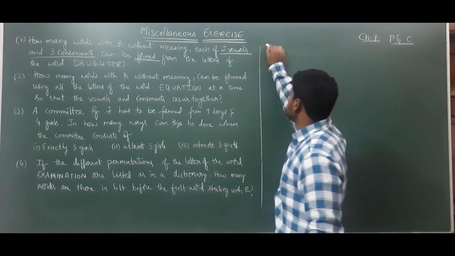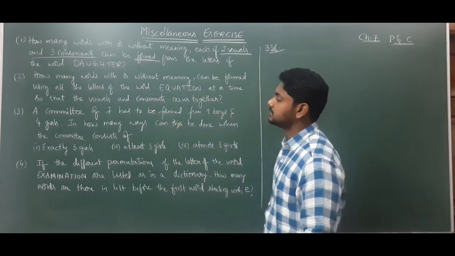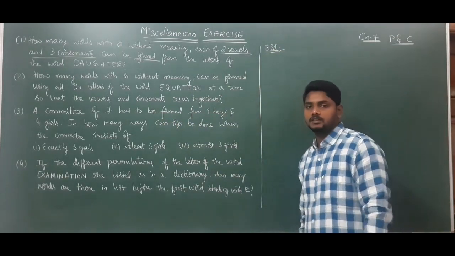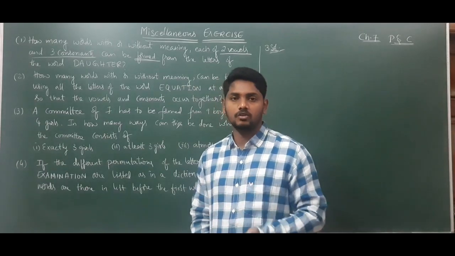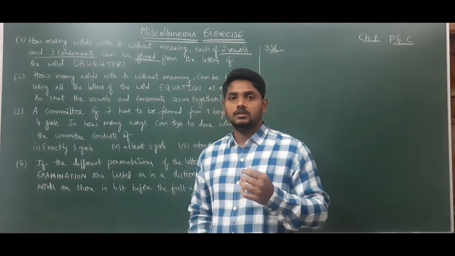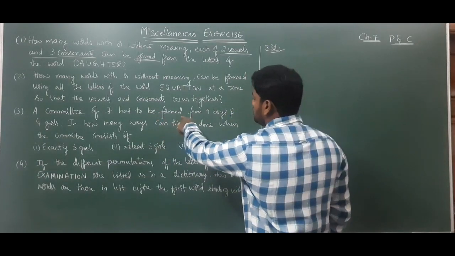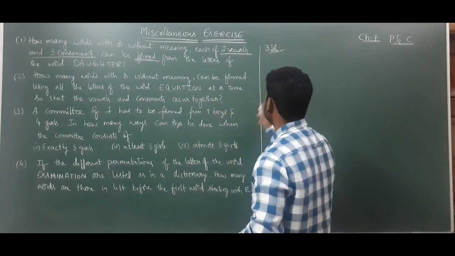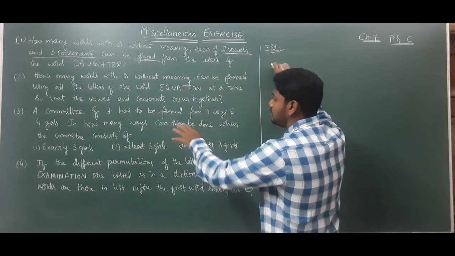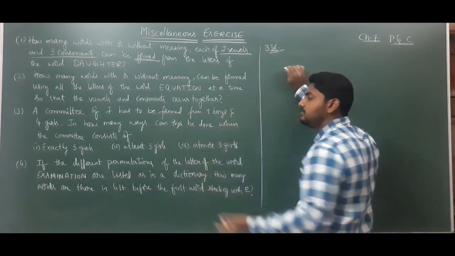Question number 3. A committee. See, whenever you see a committee or selecting a team or combinations, that is related to combinations questions, you need to use nCr like that, right? A committee of 7 has to be formed from 9 boys and 4 girls. What is that? A group consists of 9 boys and 4 girls.